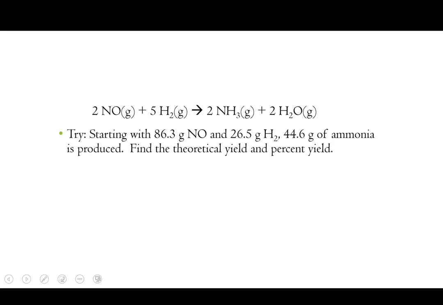All right, last problem. This one's already balanced. I'm starting with 86.3 grams of nitrogen monoxide and 26.5 grams of hydrogen. 44.6 grams of ammonia is produced. I need to find the theoretical yield and the percent yield. So this 44.6, that's my actual yield. There's two ways I know that that's my actual yield. The first way is that it says is produced, so it's saying this is actually what is produced. The second way I know that that's my actual yield is that ammonia is a product, and the other two are reactants. Actual yield has to be a product, right, because it's what is produced in the reaction.